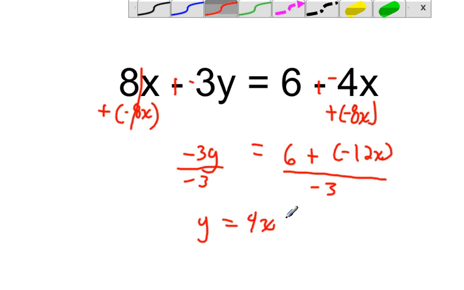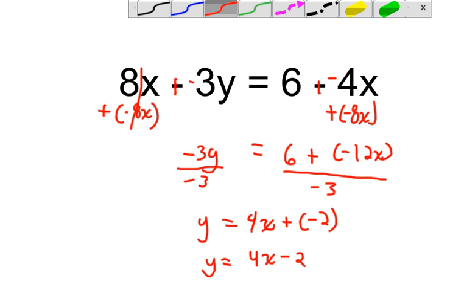And then it's going to be plus, and then 6 divided by negative 3. I've reduced that down to plus negative 2. So my equation is y equals 4x plus negative 2. If you want to rewrite it, you can write it as y equals 4x minus 2.